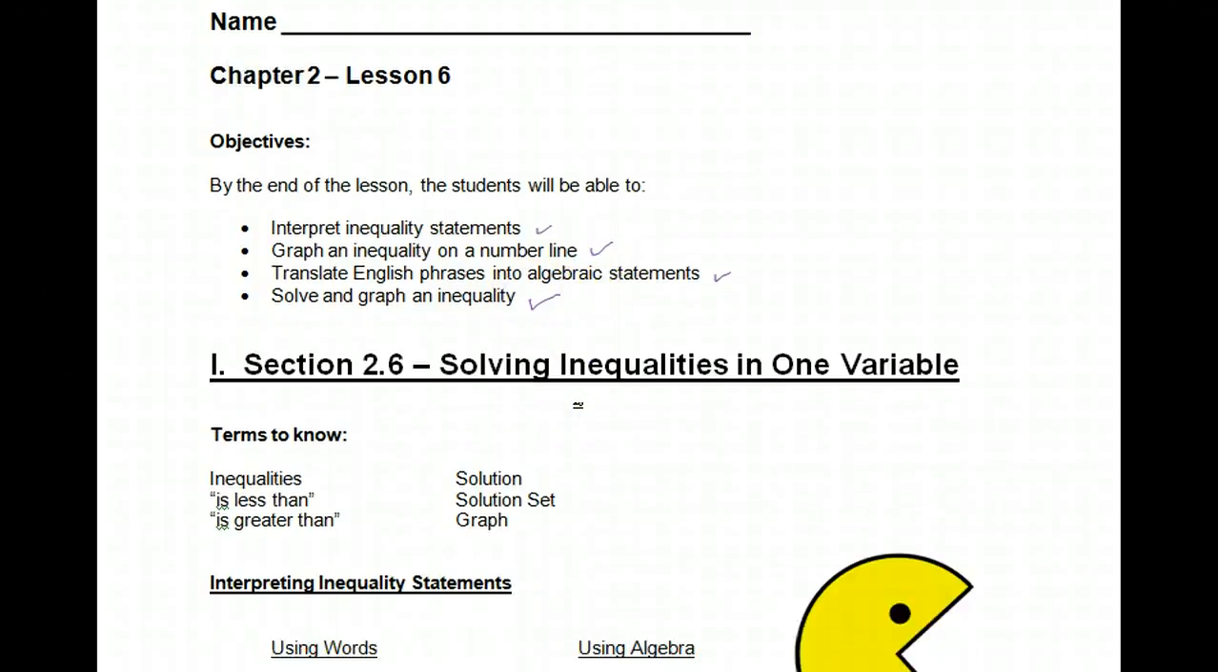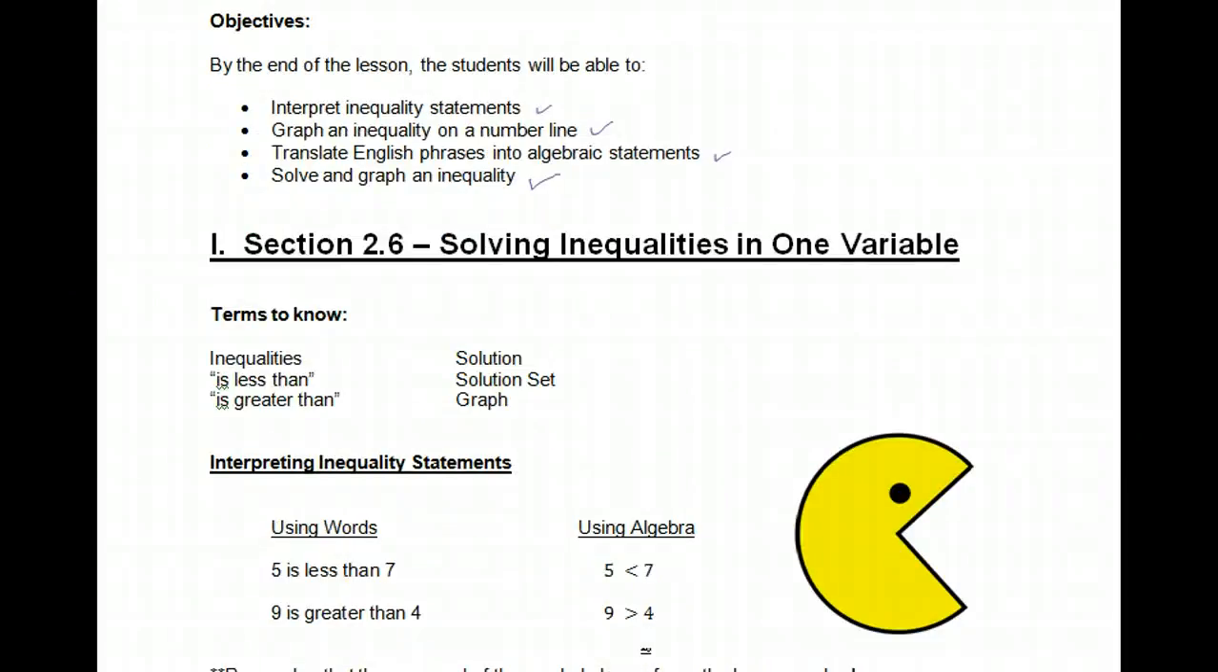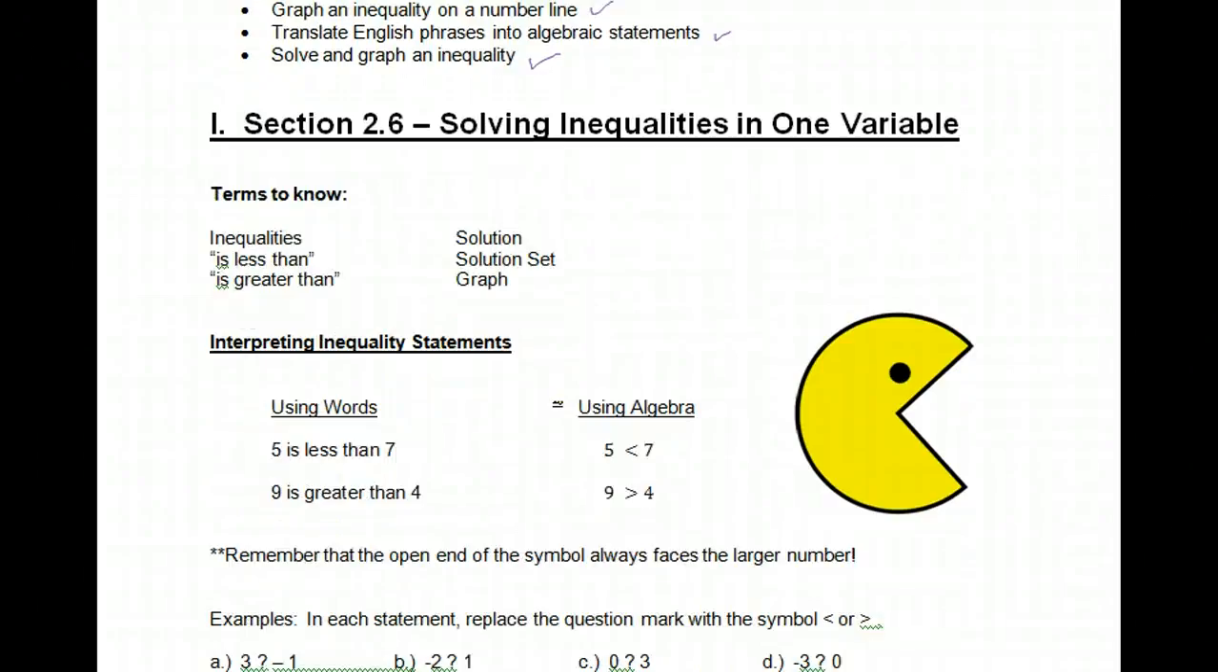We do have some vocabulary words that I need you to make sure that you know. We have inequalities, is less than, is greater than, solution, solution set, and graph. We will be going over those words during this lesson, so please make sure that you understand their meaning before the end of the lesson.